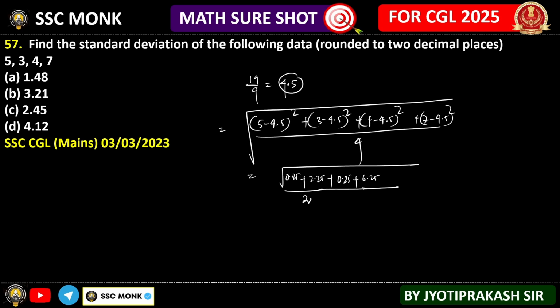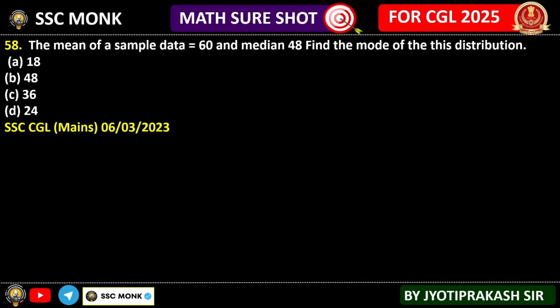Square root of that. 0.25, 0.25, 0.5, 0.25, 1, 6 plus 2, 8 plus 1, 9. So square root of 9 by 2, that is equal to 3 by 2, that is equal to 1.5, which is approximately 1.48. Clear? Next, the mean of a sample data is 60 and the median is 48.